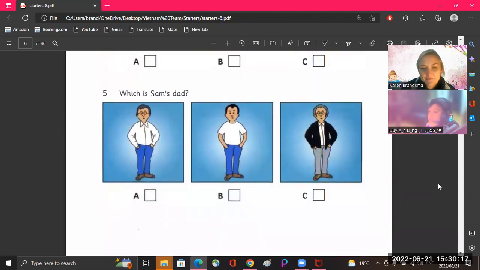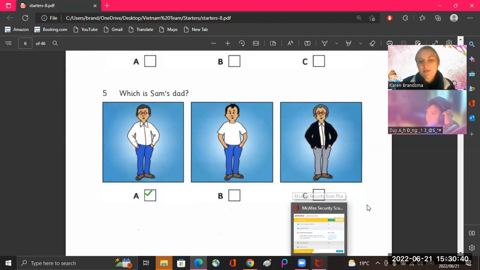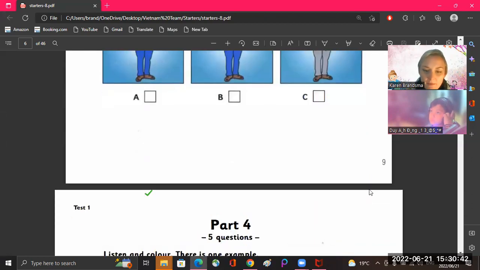5. Which is Sam's dad? Is that your dad, Sam? With the black jacket? No, my dad's wearing jeans and a shirt. Oh, has he got glasses? Yes, he has. Very good. Well done. Your listening is very good, Doyan.